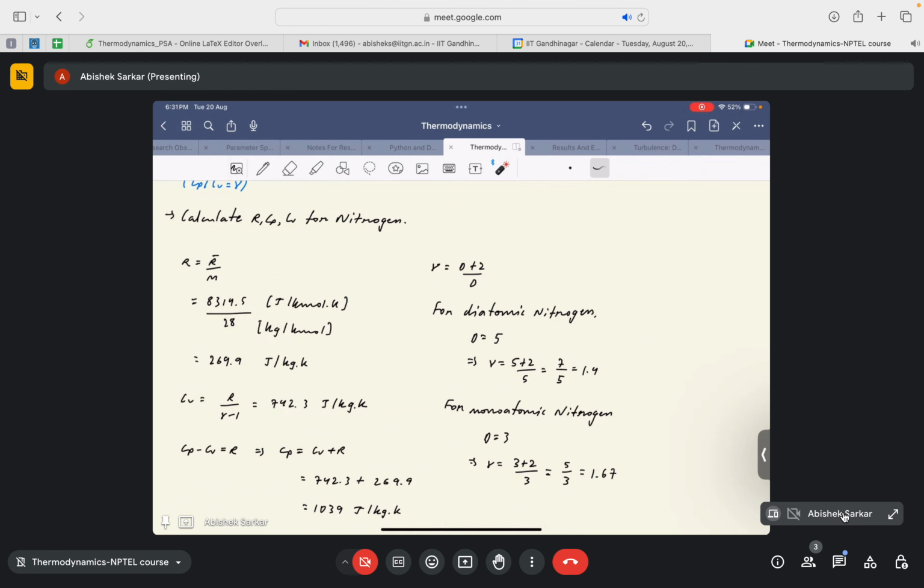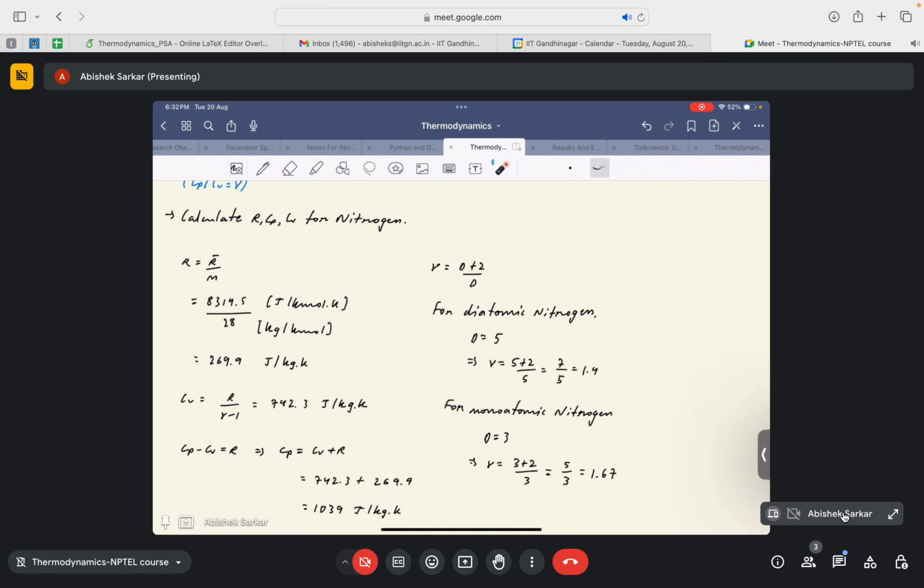Okay, now we need to find gamma, because both Cp and Cv are found from the values of gamma and R, because Cp is gamma R by gamma minus 1 and Cv is R by gamma minus 1, right? So we need to find the value of gamma now. So gamma is actually equal to (d plus 2) by d. Now for diatomic nitrogen, we have d equal to 5. Then gamma is equal to (5 plus 2) by 5, which is 7 by 5, that is equal to 1.4.